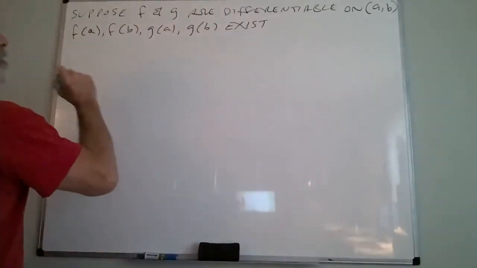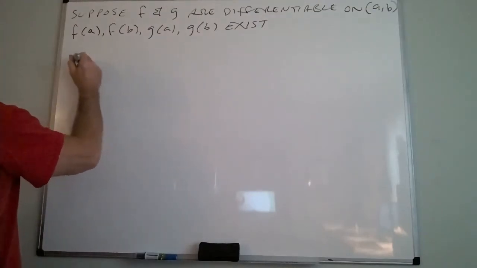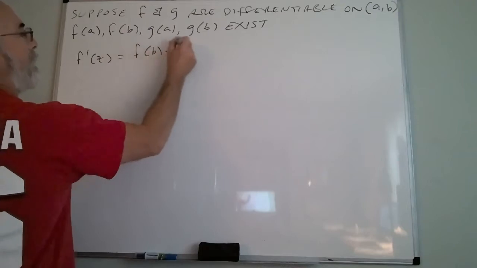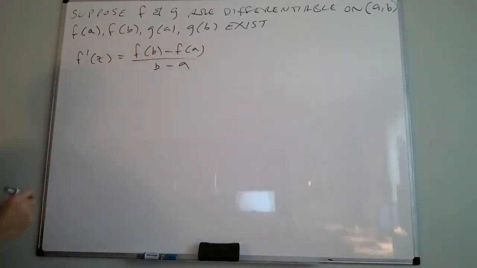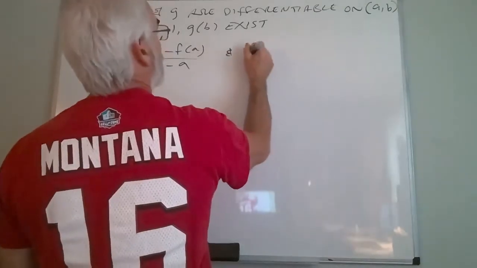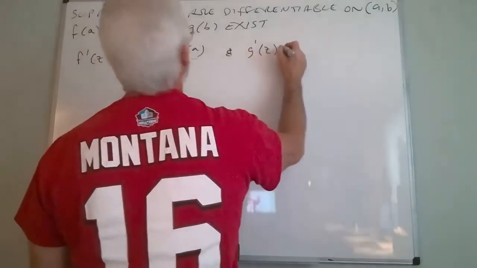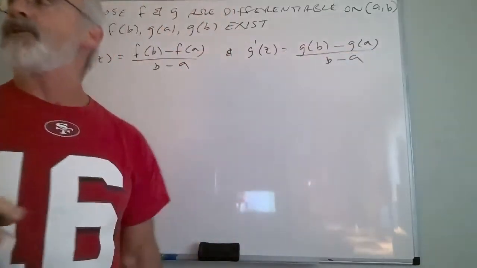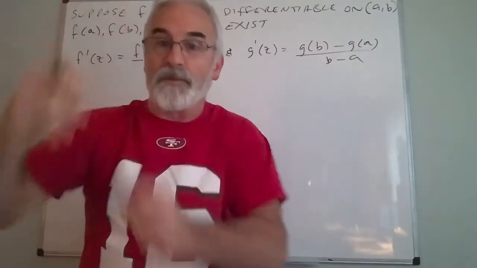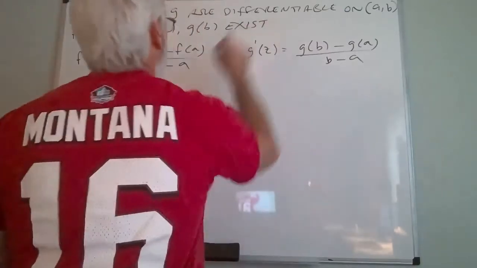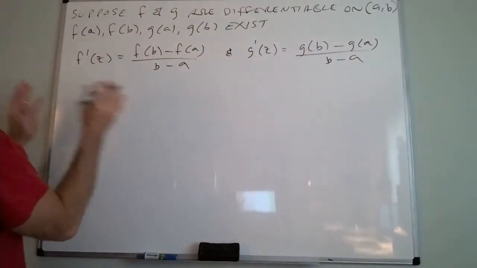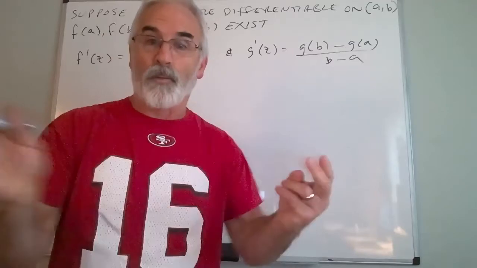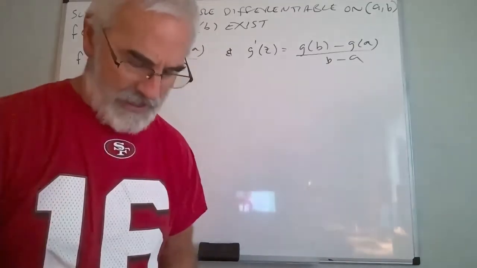Then I do know as an absolute fact that there's got to be an f prime of z equal to f of b minus f of a over b minus a. That has to be true. And there has to be a g prime of z equal to g of b minus g of a over b minus a. So we've got this situation here because I'm going to think of f and g as being kind of one mashed up function. Again, I've got the rolling ruler theorem, but I specifically want f of a and g of a to be zero in a moment because we want to create an indeterminate form.